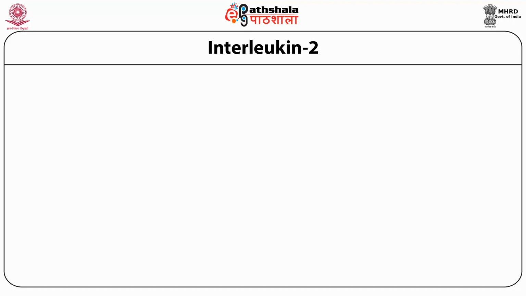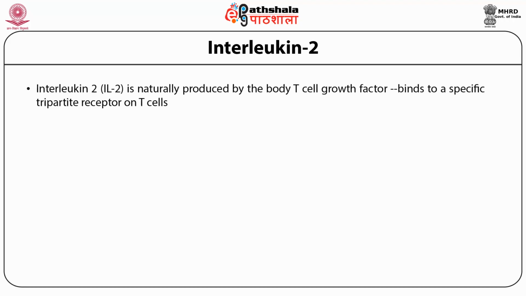Now I will talk about interleukin 2. Interleukin 2 is a T cell growth factor that binds to specific tripartite receptors on T cells. In dose escalation studies, patients treated with high doses of IL-2 showed clinical responses, although there was severe toxicity. Response rates were high, 24%, and at the highest IL-2 doses in patients with renal cell carcinoma, it shows the highest toxicity. It is a naturally produced T cell growth factor in the body.